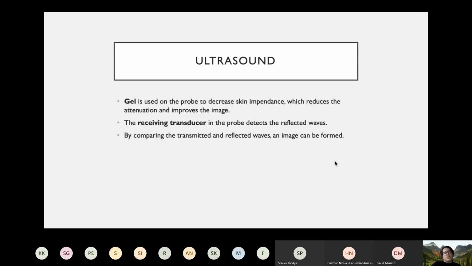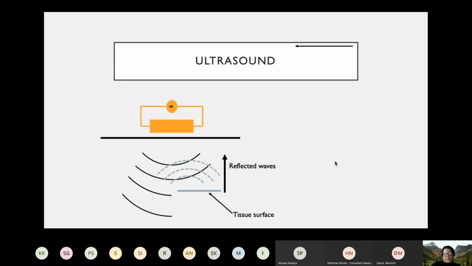We use gel to decrease skin impedance, and then these sound waves get reflected back to the receiving transducer in the probe, which detects them and formulates an image based on the amount of waves that were sent out, how many waves were sent back, and the amount of time it took for the waves to go and then come back, if that all makes sense. So if you've got a tissue surface, it will reflect the waves back to the probe.